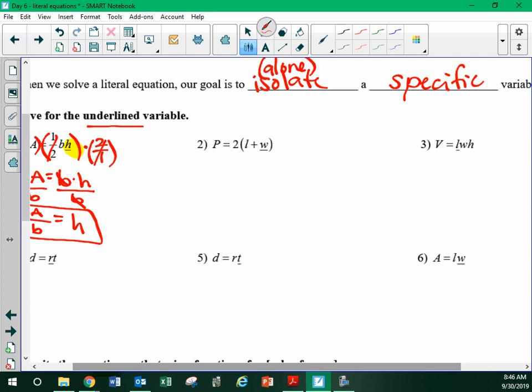All right, so it says we want to get the W by itself. Now, when we see this 2 in the parentheses, what do we have to do with that? Distribute. So let's go ahead and distribute that. So P equals 2 times L. I'm going to write it in cursive. It's a little bit easier for me. I don't want you guys to think I'm writing a 1. So 2 times L plus 2 times W.